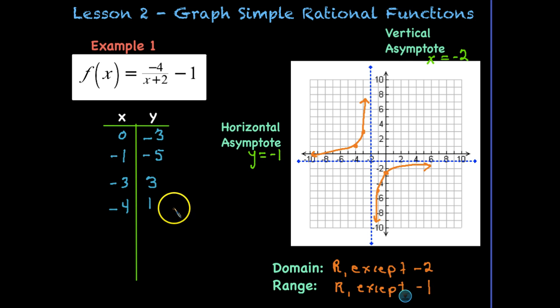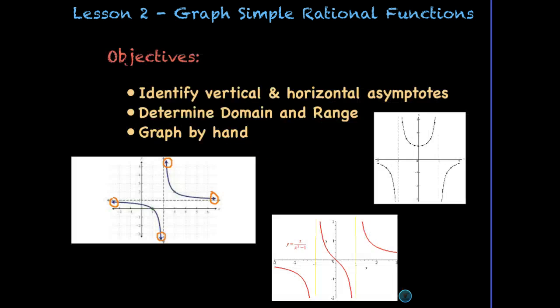To help you do this better, make sure that you keep this very organized in your notebook and that you follow these problems step by step. Find your asymptotes, plot them, find some key points, plot those, and draw your legs. And that concludes our lesson today on graphing simple rational functions. So hopefully at this point now you can identify the vertical and horizontal asymptotes, you can determine the domain and range, and you can graph by hand.